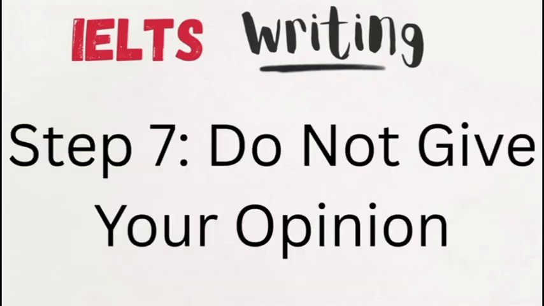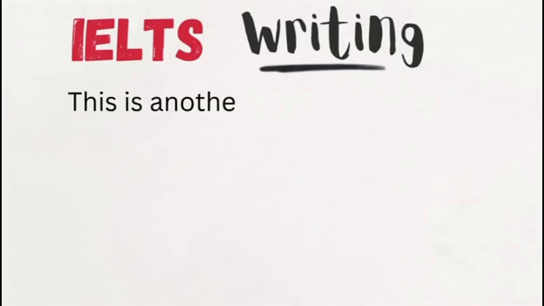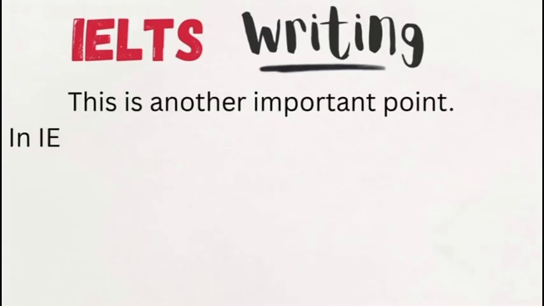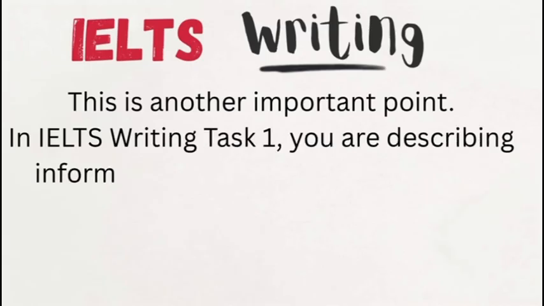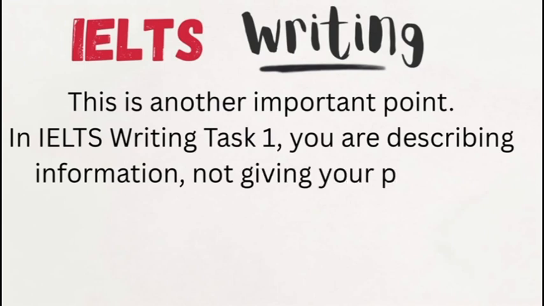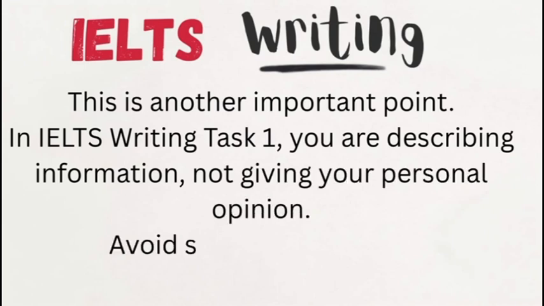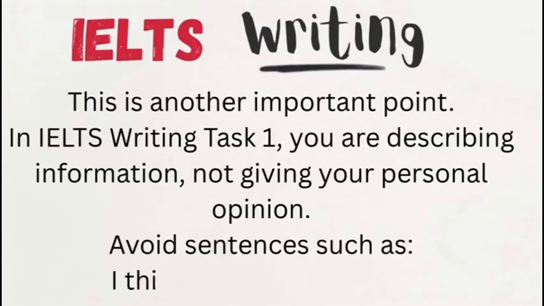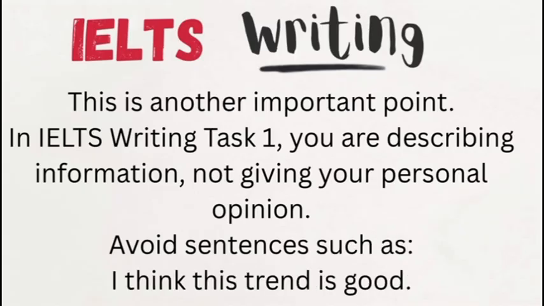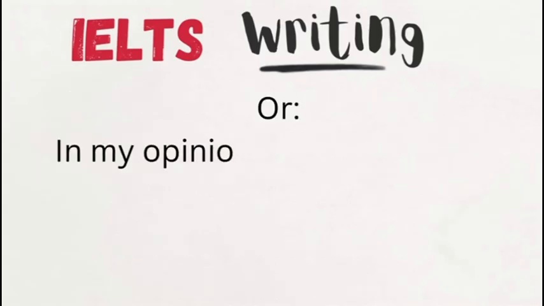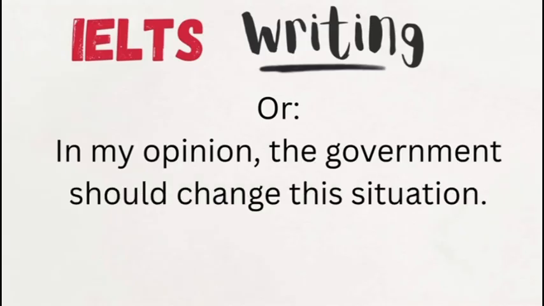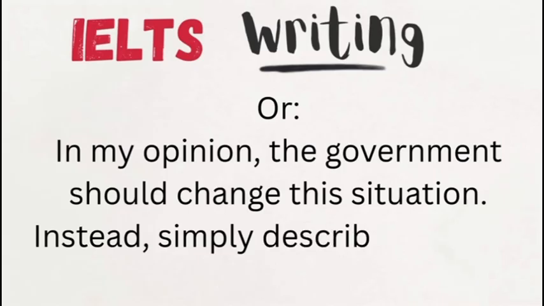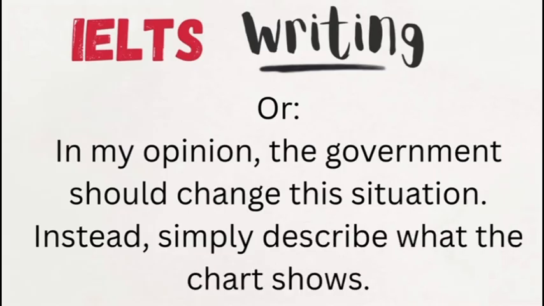Step 7. Do not give your opinion. This is another important point. In IELTS Writing Task 1, you are describing information, not giving your personal opinion. Avoid sentences such as, I think this trend is good, or, in my opinion, the government should change this situation. Instead, simply describe what the chart shows.